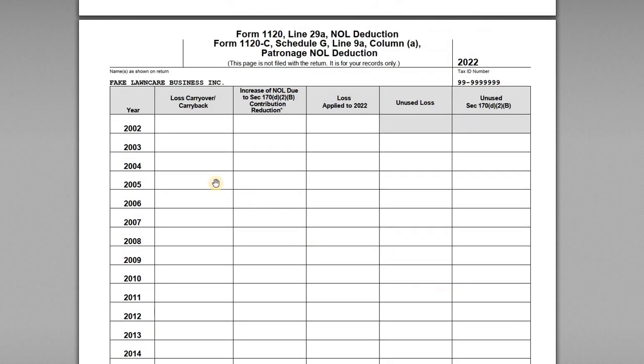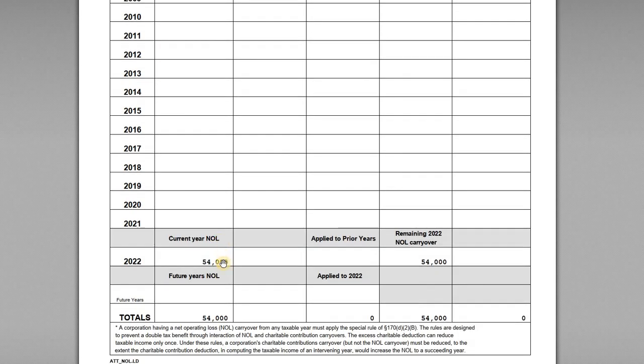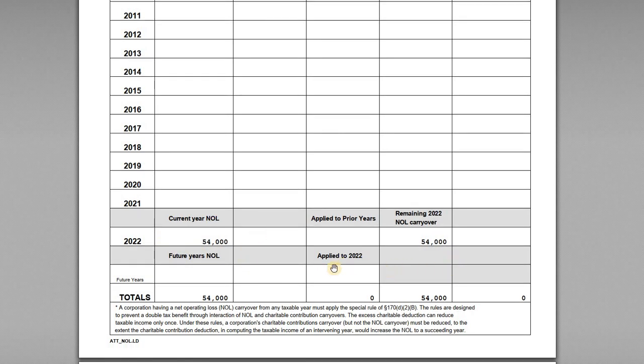The worksheet is broken out into a number of columns, right? So it shows the amount of the loss for the period, how much is being applied, what's unused. And so in our case here, we have the current year NOL of $54,000. This is the remaining NOL carryover, the full amount, right? So we haven't had any roll back to prior years. We haven't had any applied to the current period. And so for this reason, the full amount of $54,000 is just going to roll forward to next year. And so we'll figure out whether we can use any of that in 2023.